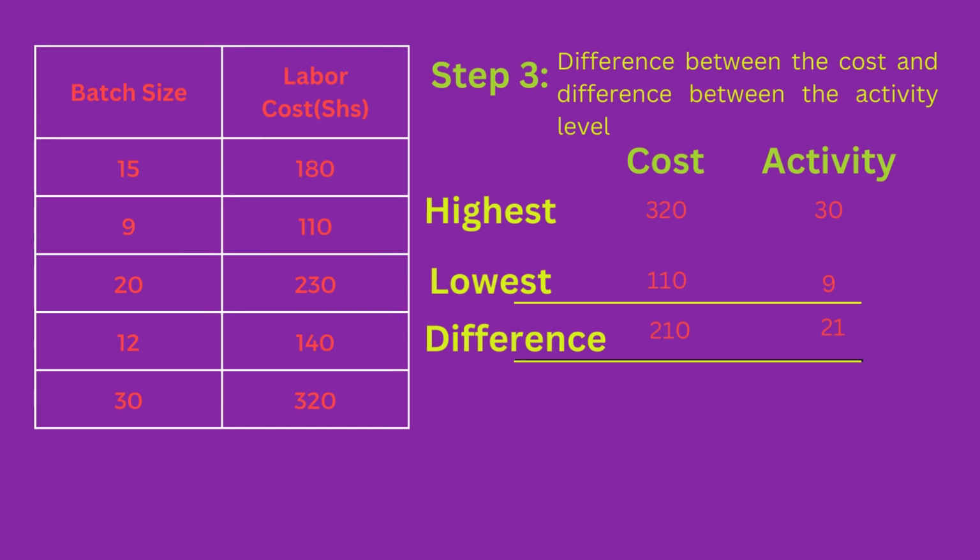Now we've chosen the highest and lowest activity level and their corresponding costs. So the third step will be the difference between the costs and the difference between the activity levels. Our highest cost was 320, our lowest is 110. So the difference, 320 minus 110, we get 210. On the other side, the activity level, our highest activity level was 30 and lowest 9. So the difference between 30 and 9, we get 21.